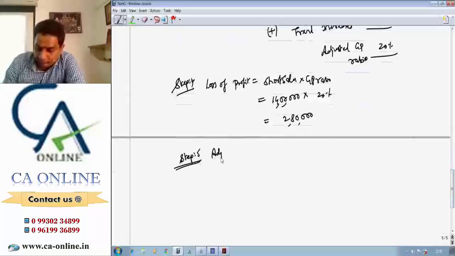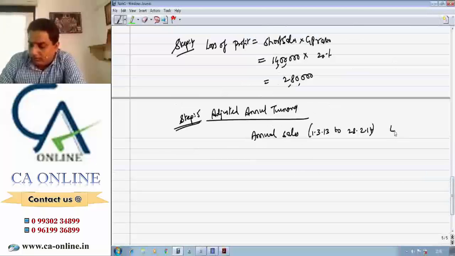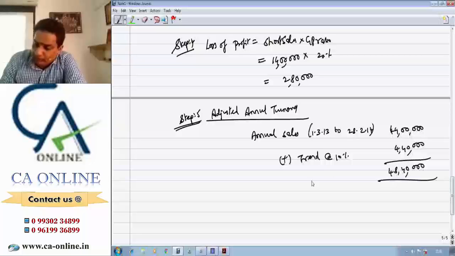Step 5, adjusted annual turnover. First of all, annual sales for the period 1/3/13 to 28/2/14: 44 lakhs. This should be adjusted for the trend at 10%, which is 4,40,000. So 48 lakhs 40,000. This is the AAT.